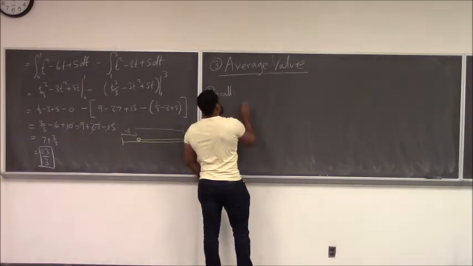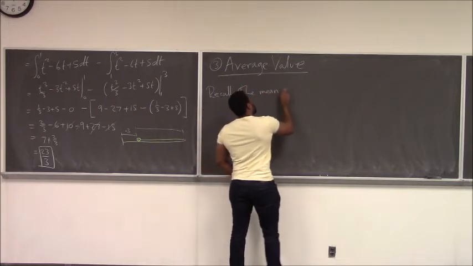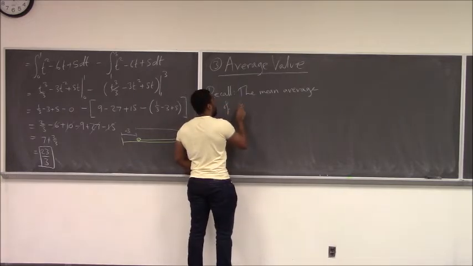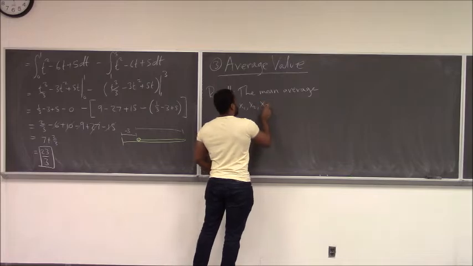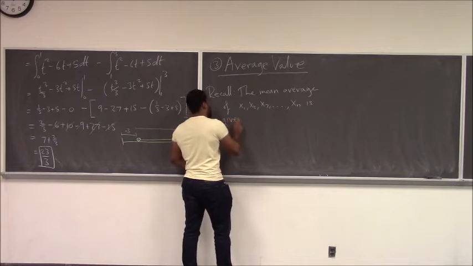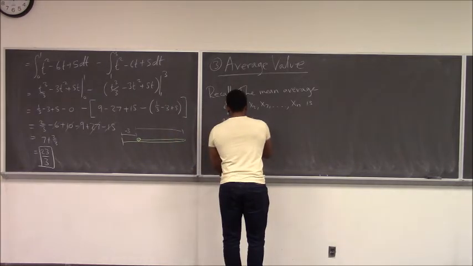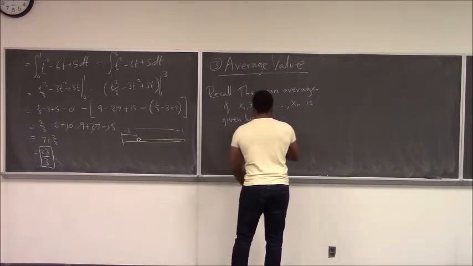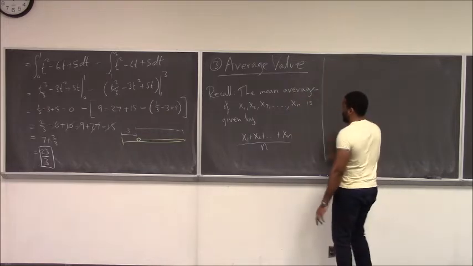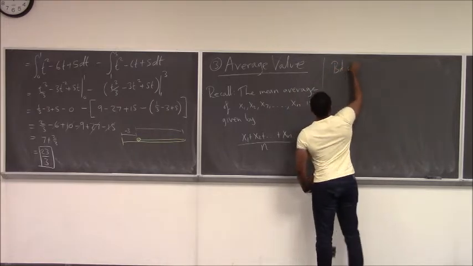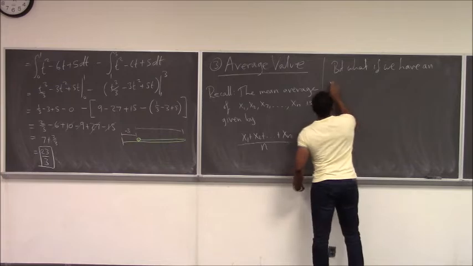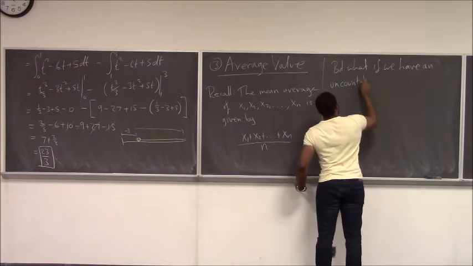Well, so you might recall the mean average of, say, x1, x2, x3 to xn is given by x1 plus x2 plus and so on, plus xn, all over n. Well, what if we have an uncountable number of values?